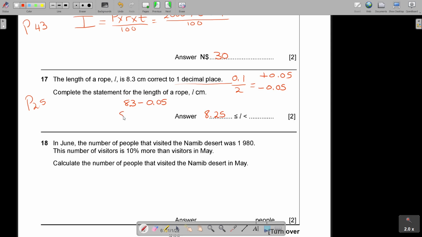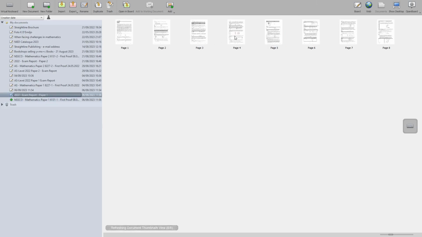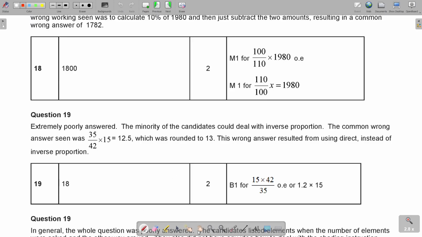And then I'm going to say 8.3 plus 0.05, and that's going to be 8.35. Very, very straightforward limits of accuracy. And then, as I said, we can quickly go to the report and see what they tell us there. That was question number 17.